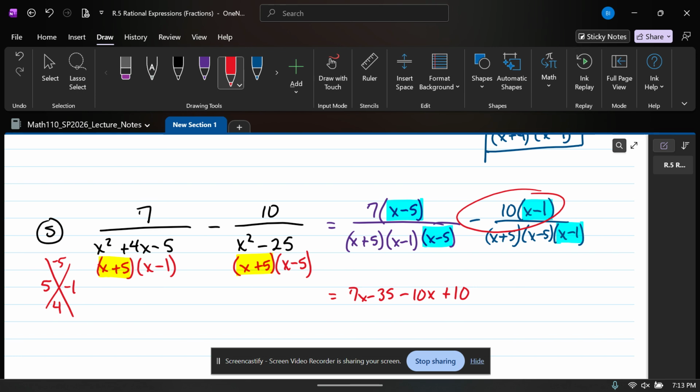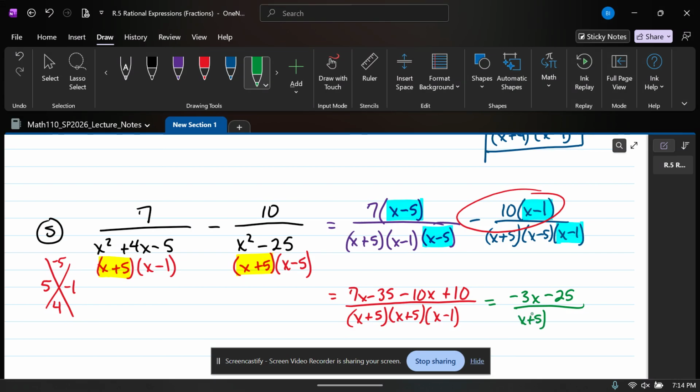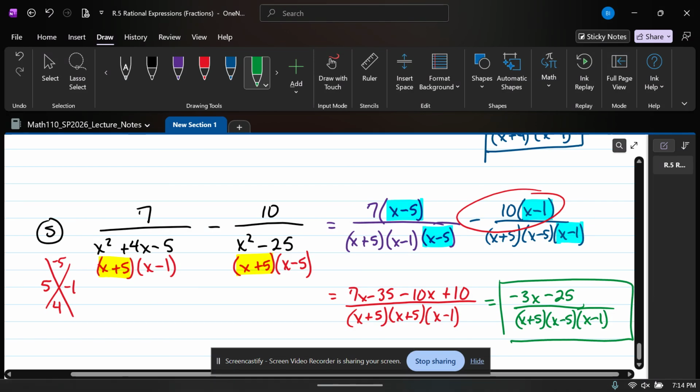Okay. And then on the bottom, I've got that x plus 5, x minus 5, x minus 1. It doesn't matter what order you write those in. Your favorite order is absolutely fine. And then put those together, like terms. What is the numerator going to be? Negative 3x minus 25 over x plus 5, x minus 5, x minus 1. Boom. And that top part doesn't factor any, so leave it like that.